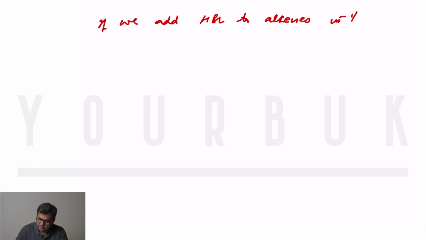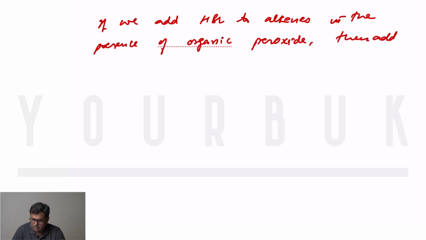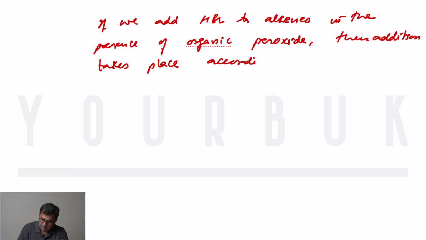Now next is if we add HBr to alkenes in the presence of organic peroxide, then the addition takes place according to anti-Markovnikov rule.